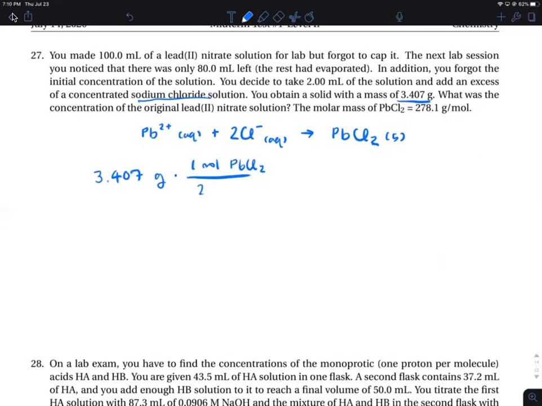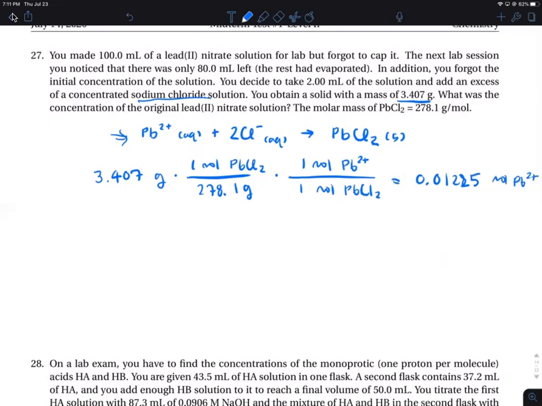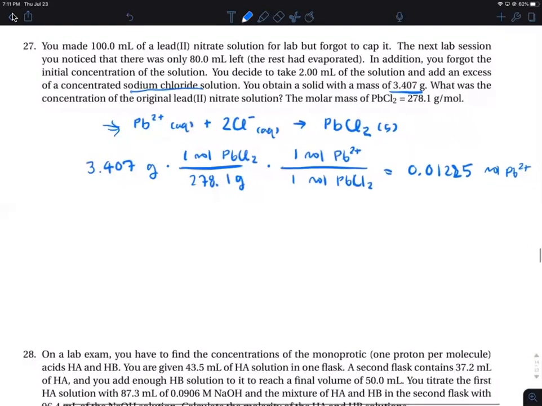It's going to be 278.1 grams from its molar mass. Now we can use this net ionic equation to find our molar ratio. So in every 1 mole of PbCl2, there's also 1 mole of Pb2+ ions. So we cancel everything and we get 0.012225 moles Pb2+. Okay. And now we can go ahead and find the concentration.